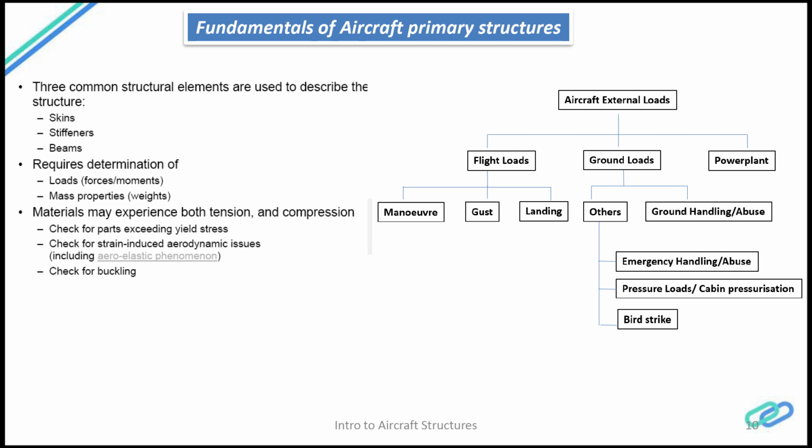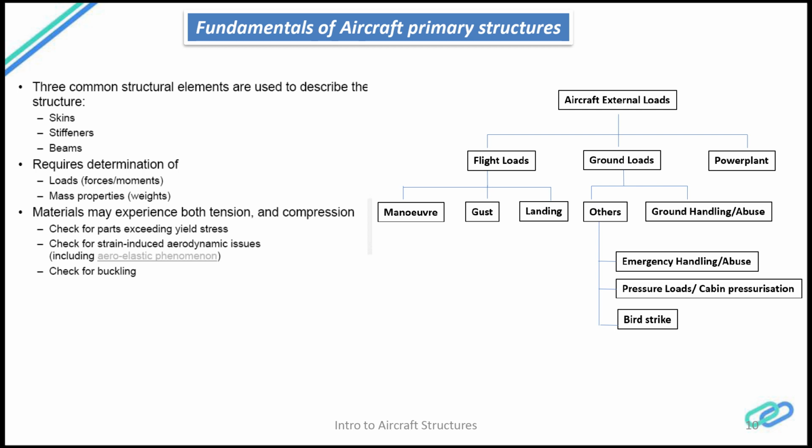So there are three common structural elements used to describe the aircraft structure, which are skins, and then the stiffeners. Stiffeners are nothing but small cross-section beams that stiffen the skin panel, and then the beams. These are the three types of commonly used structural elements you can see within the aircraft structure, and they require a determination of loads and properties, which are mass properties.